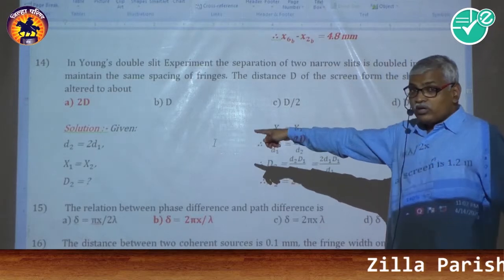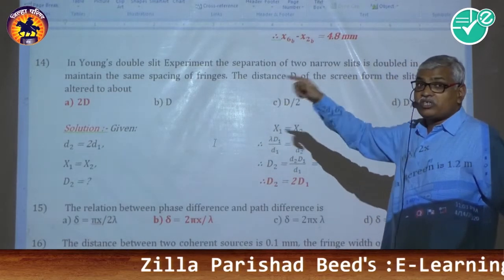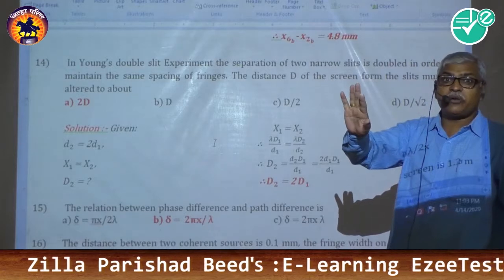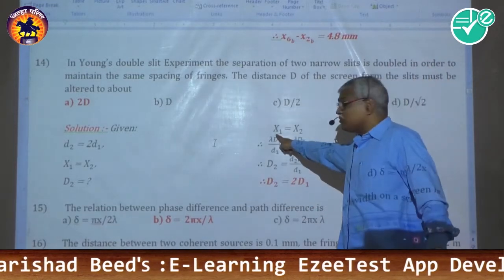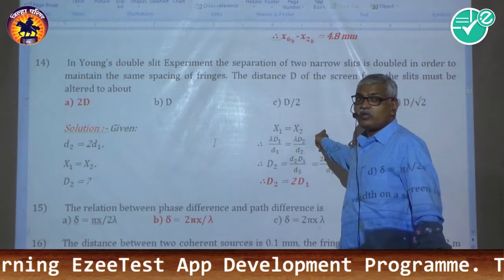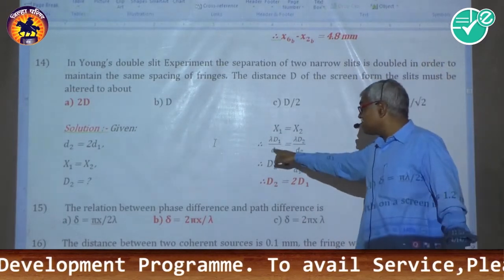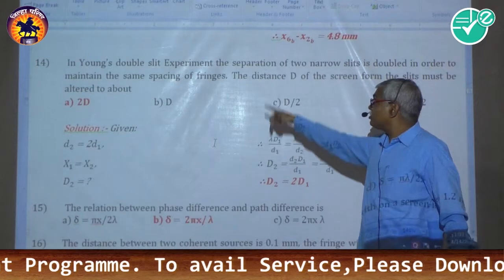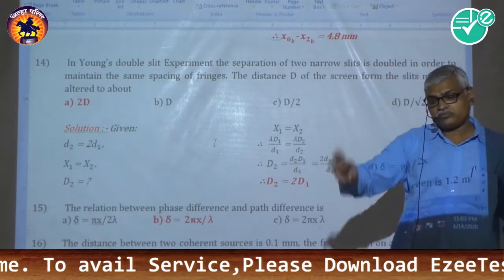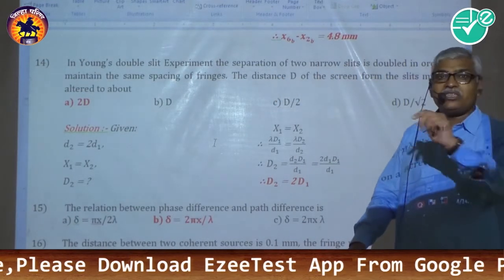Therefore, in the problem, in order to keep the same spacing of fringes, that is, the fringe width is to be kept the same. Therefore, initial fringe width and final fringe width are the same. Therefore, x1 is equal to x2. The formula for fringe width is lambda D upon small d. For the first case, it is lambda D1 upon d1, because the source is not changed. Therefore, the wavelength is the same.